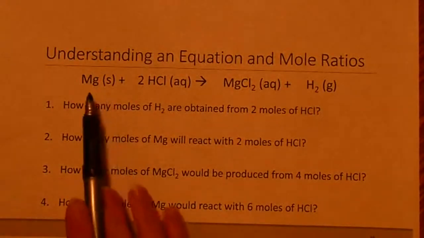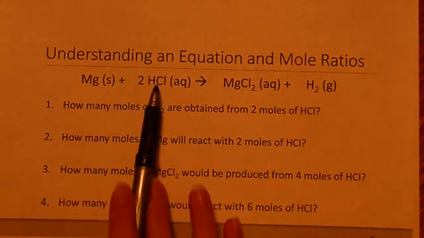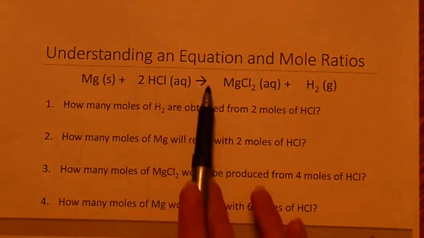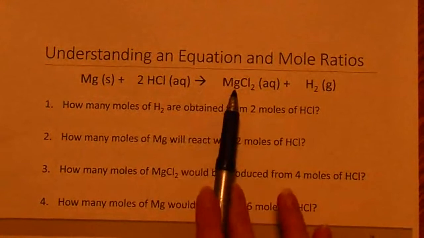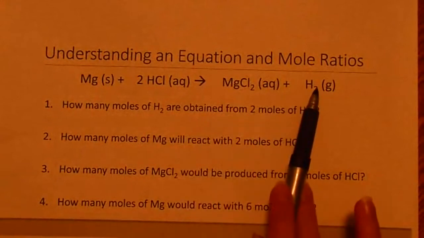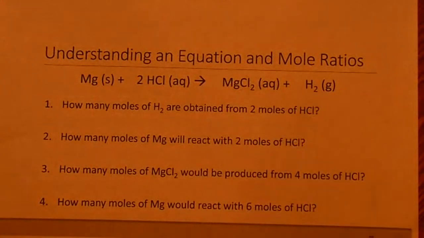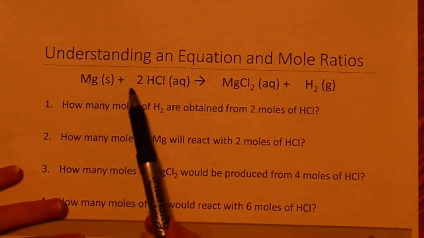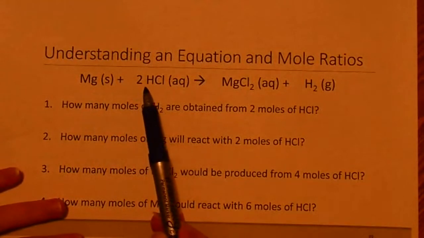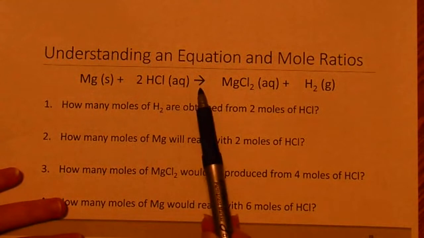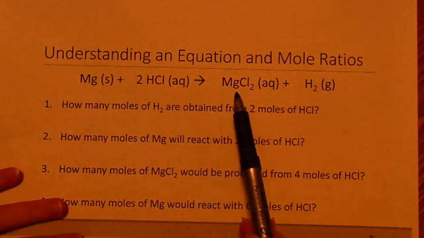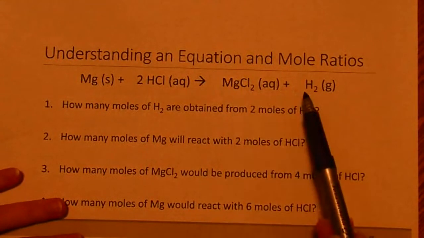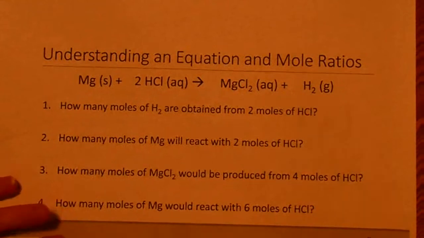So here we have a reaction between magnesium and hydrochloric acid to produce magnesium chloride and hydrogen gas. Now, up until this point in the semester, you probably would have read this as one atom of magnesium reacts with 2 molecules of hydrochloric acid to produce 1 molecule of magnesium chloride and 1 molecule of hydrogen gas.